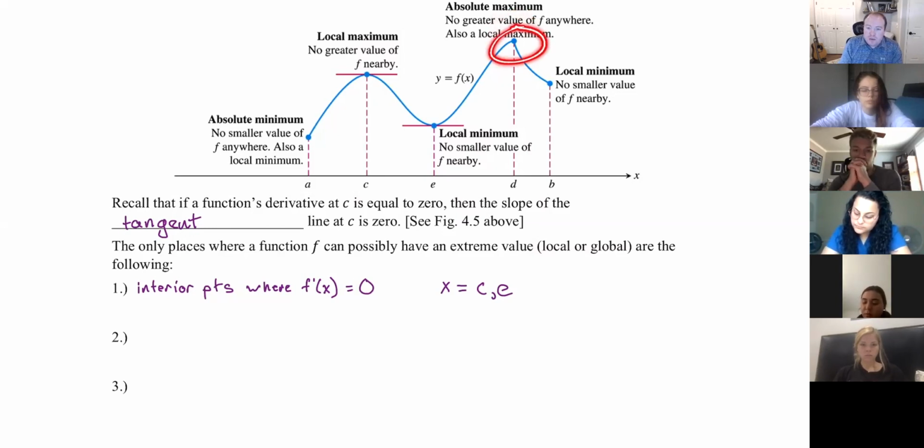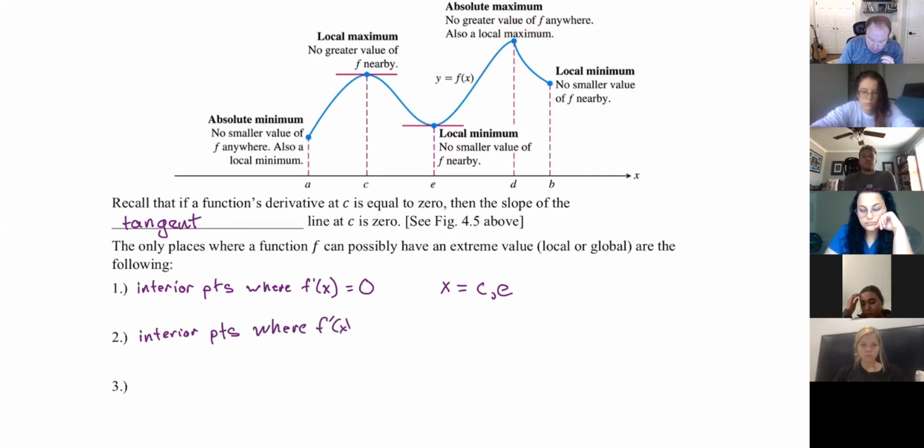All right. Let's also think about what is happening here. What is the derivative? Well, it does not exist. Why doesn't it exist? Because there's a corner. We go up, then we kind of do a sharp turn like that. So, again, this is still an interior point. And what is happening with the derivative? Where f prime of x is simply undefined.